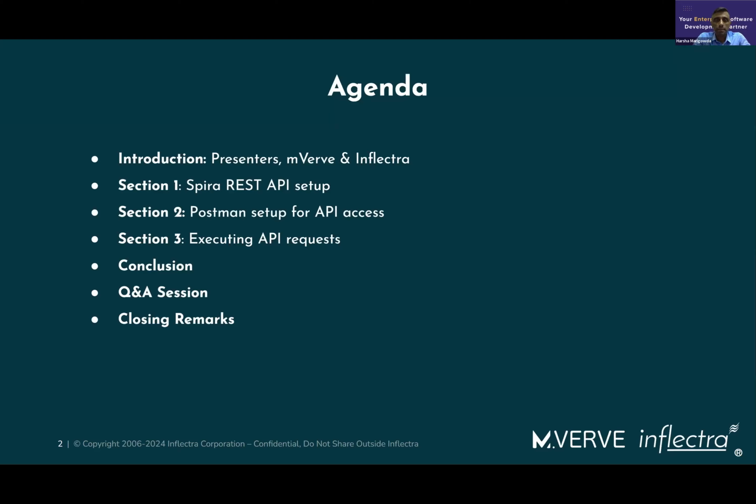I have some key members from our team from Inflectra. We have Dr. Shriram as well. We're going to talk about the practical aspects of setting up the REST APIs. How do you set up on Spira? Then we'll talk about using Postman. How do you set it up for API access? Then we will talk about the HTTP requests. How do you do the GET, POST, PUT, and DELETE using Postman?